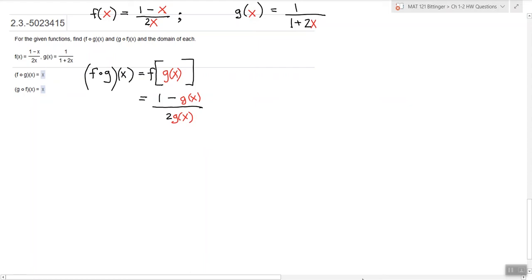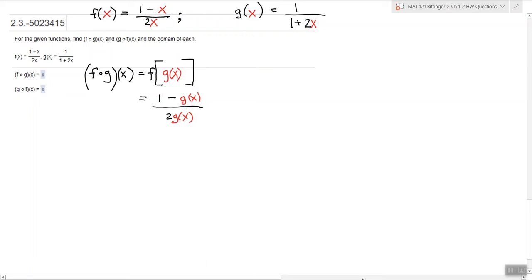In this question, it's a nice challenging question, and it really pushes you to see if you understand these ideas. So we have the given functions f of x and g of x, and we're asked to find f composed with g and g composed with f, and then give the domain. So f of x equals the quantity 1 minus x all divided by 2x, and g of x equals the quantity 1 all divided by 1 plus 2x.